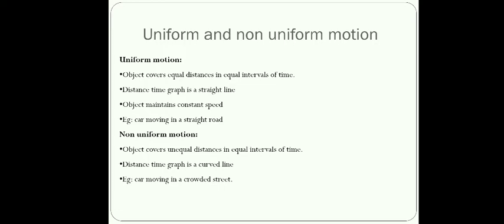Now about non-uniform motion, here the object covers unequal distances in equal intervals of time. The distance time graph is a curved line when an object is in non-uniform motion. Example, car moving in a crowded street. And also for non-uniform motion, the object doesn't maintain a constant speed.